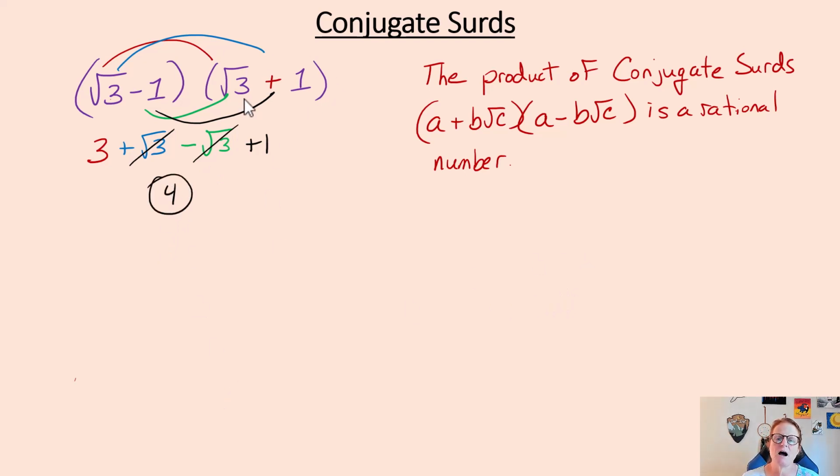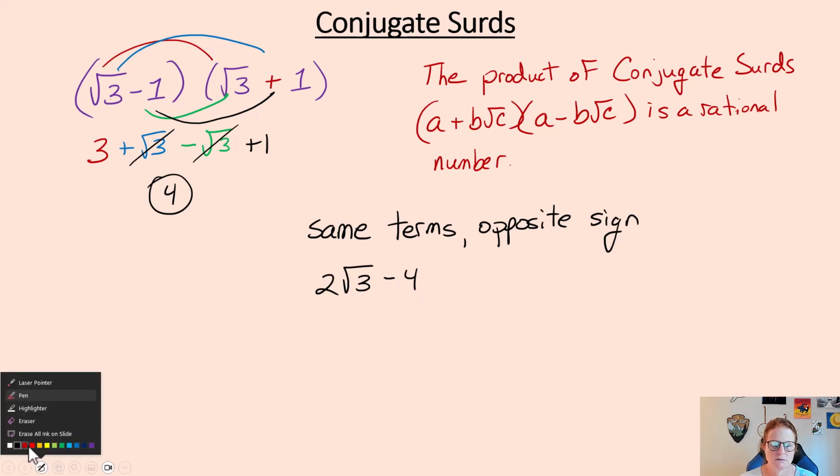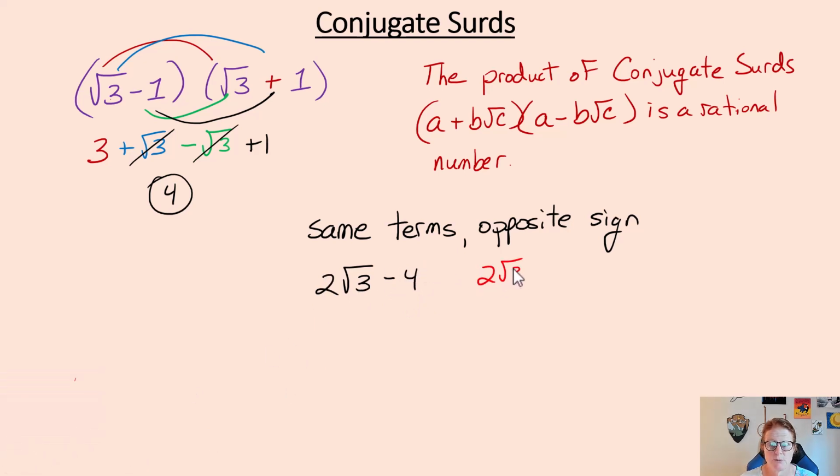So by using the conjugate, the opposite sign, same terms, opposite sign. So I'll write that down in case you want to make a note of it. Same terms, but use the opposite sign. So if it's positive, use negative. If it's negative, use positive. Okay? So if you're given 2 square root of 3 minus 4, the conjugate would be 2 square root of 3 plus 4. All right? So it gives you an idea. Let's go ahead and do a couple of problems with this.